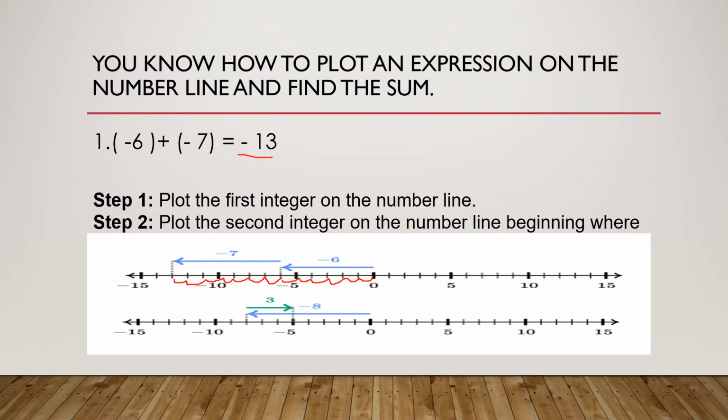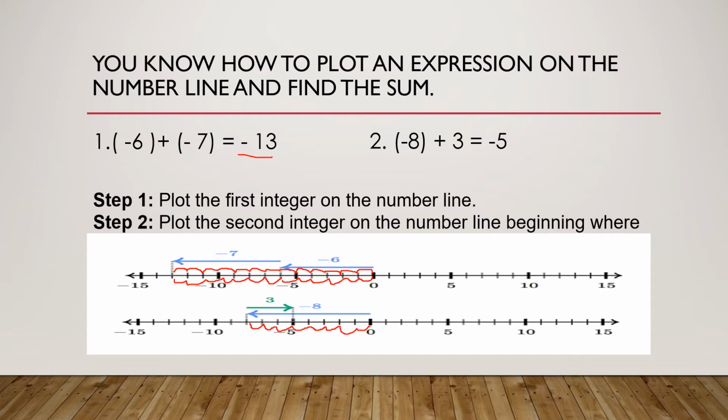Okay, why? Let's count again, this time here at the top. 1, 2, 3, 4, 5, 6, 7, 8, 9, 10, 11, 12, 13. So we got 13. Next, number 2, we have here negative 8. Let's count: 1, 2, 3, 4, 5, 6, 7, 8. So we have negative 8, and then we have plus 3.